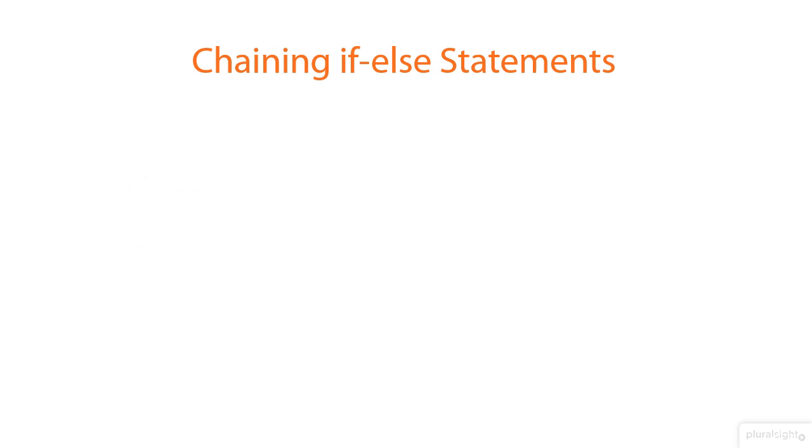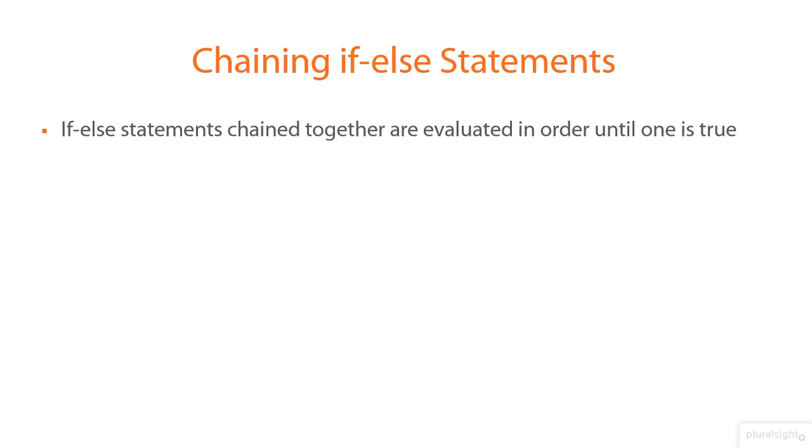Oftentimes you'll have more than simply if this condition is true or it's false. You may have multiple things you need to evaluate. So you can actually chain if-else statements together. And when you do that, the system will just keep evaluating them until one is true.